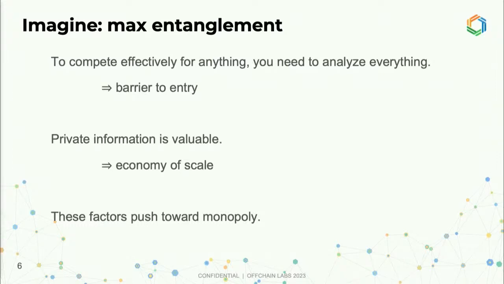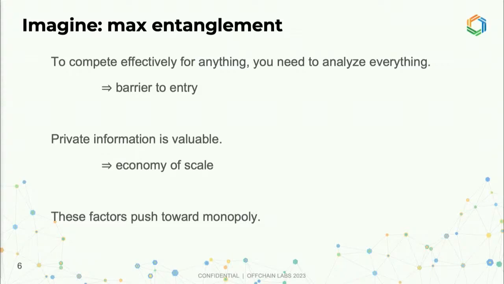Also, in a world where everything is entangled, private information becomes more valuable. If you have some private order flow, now you know something about the strategy space that none of your competitors do. And because that strategy space is entangled, that's an advantage for you. So that creates an economy of scale. Those who can get more private order flow have a natural advantage.